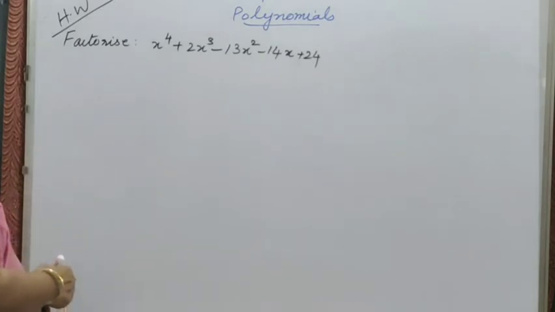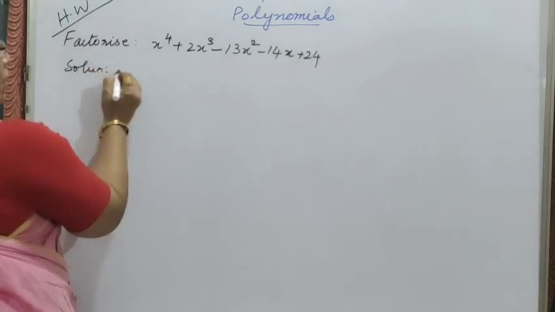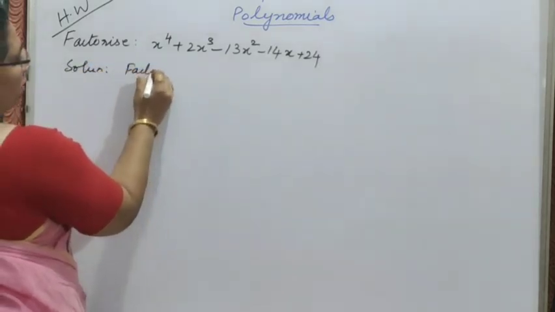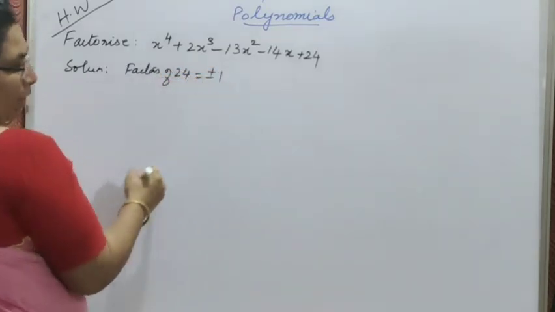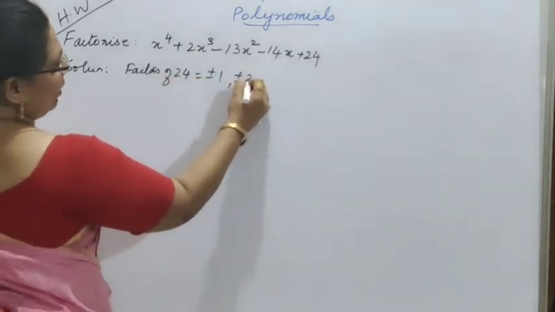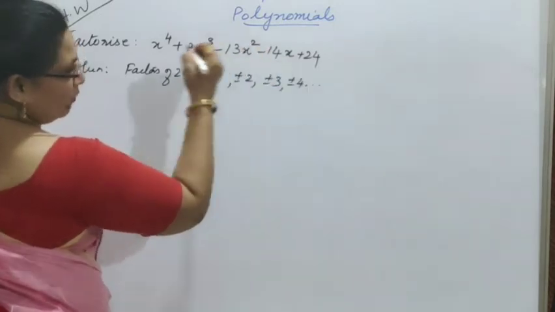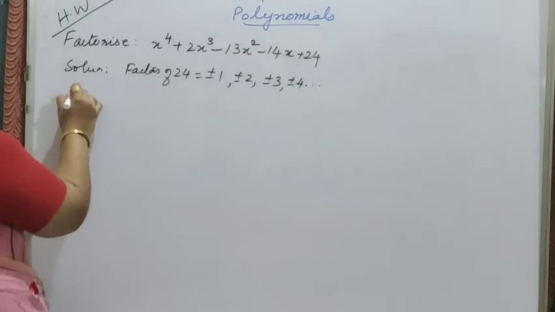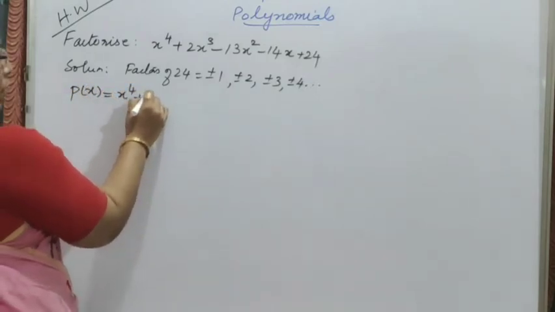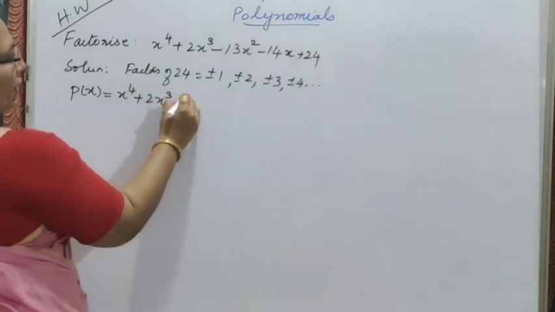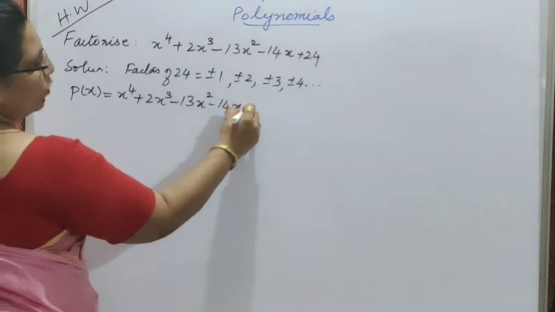So what are the factors of 24? Solution starts. Factors of 24 we will take first. So it is equal to plus or minus 1, then plus or minus 2, plus or minus 3, plus or minus 4, like that it will go. Now we are naming the given polynomial p of x equal to x raised to 4 plus 2x cube minus 13x square minus 14x plus 24.